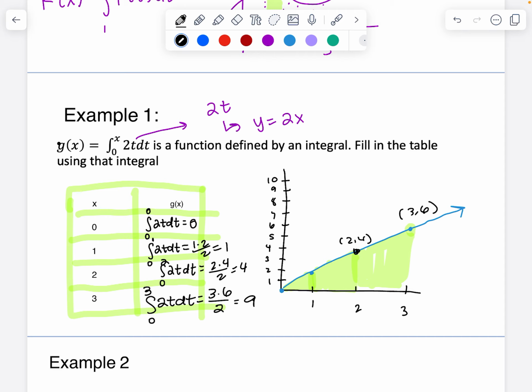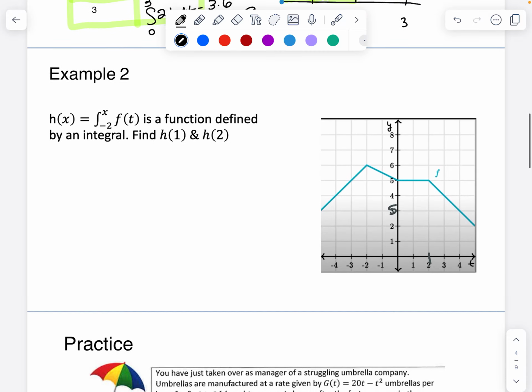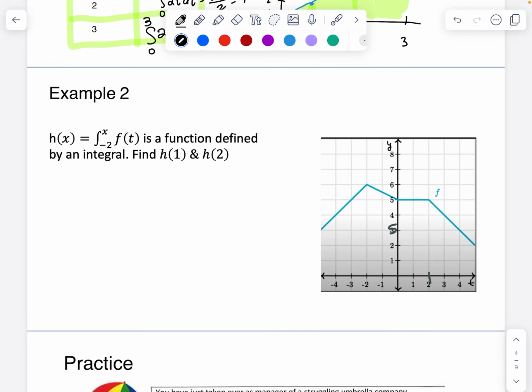So let's go ahead and look at another example, and feel free to try this one on your own. So this says h of x equals the integral from -2 to x of f of t, and this is a function defined by an integral.